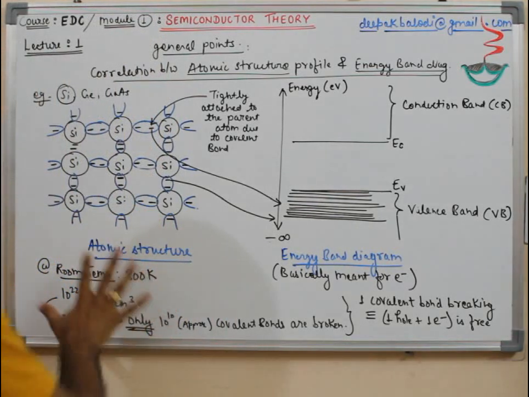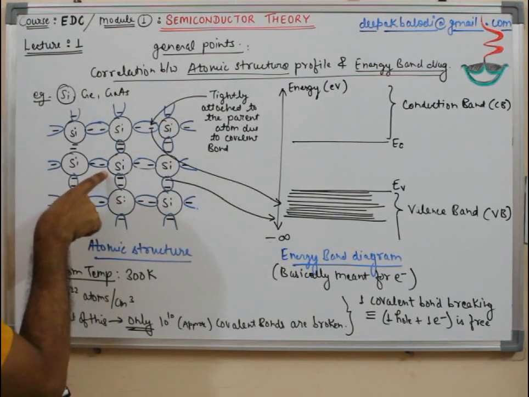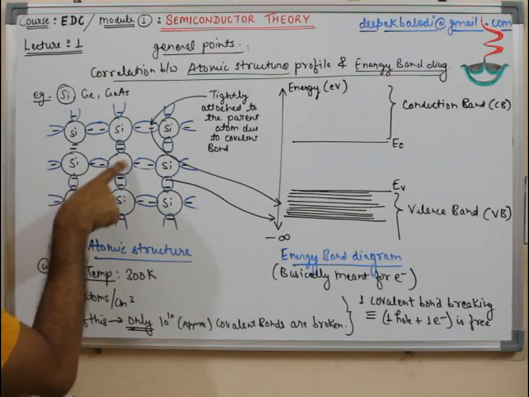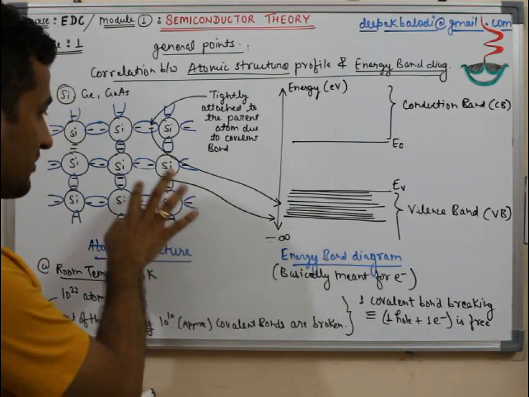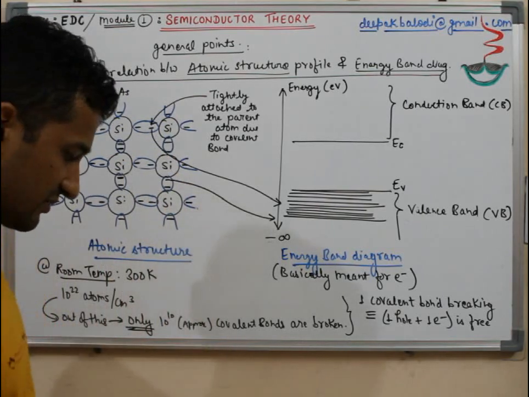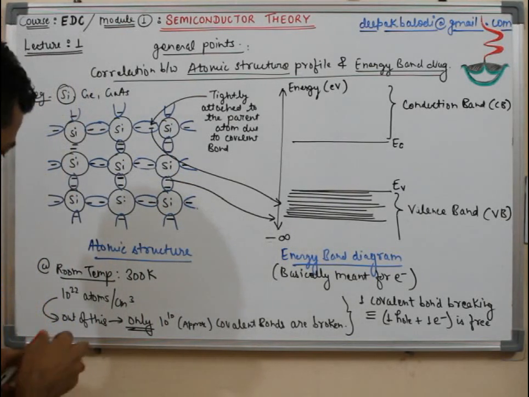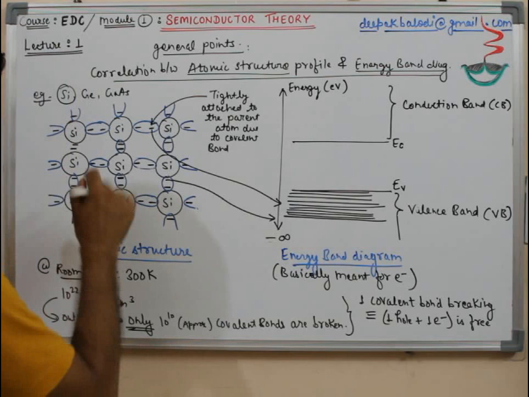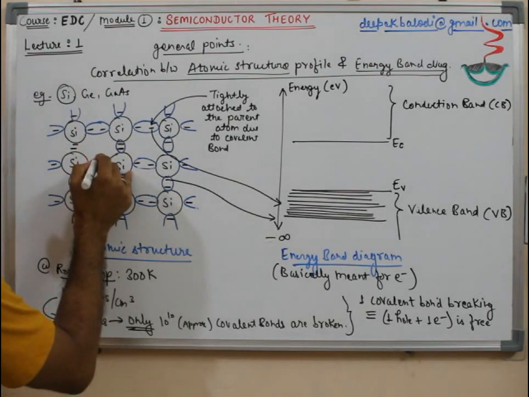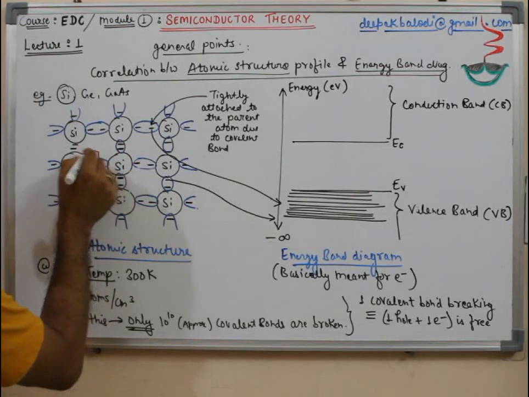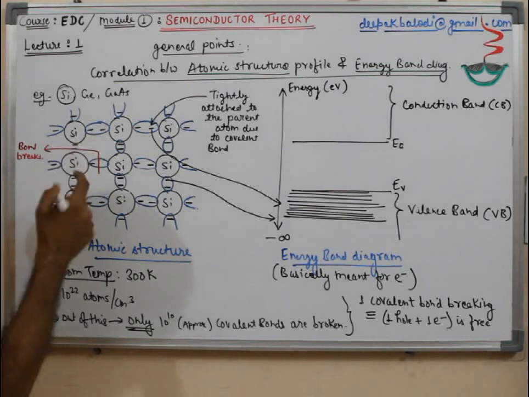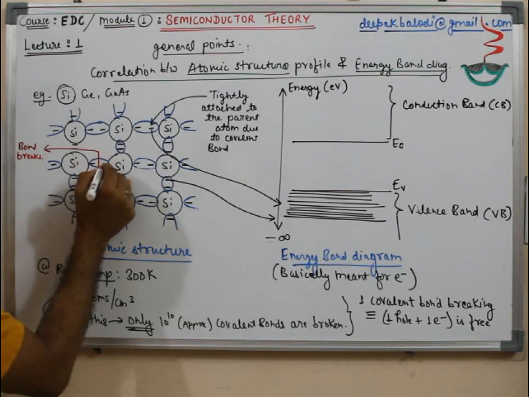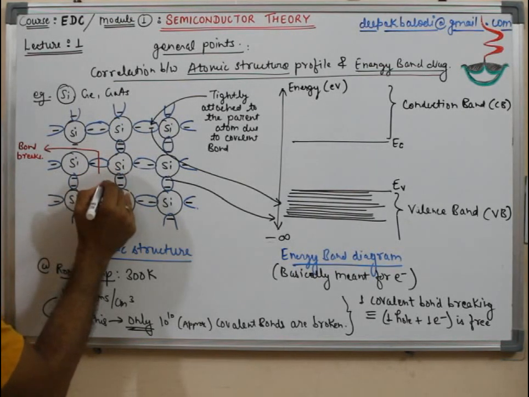Like for this middle silicon atom, suppose it absorbs some thermal energy and vibrates, and due to that some random phenomenon happens due to which, let's say, this bond is broken. When this bond breaks, the electron on this side may come out.